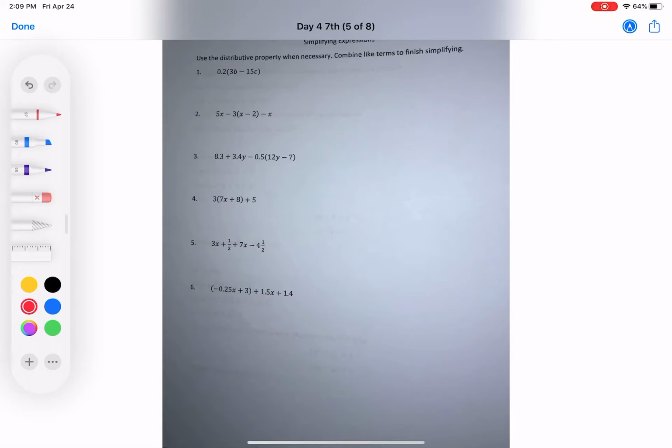This is day 4 for 7th grade on the 30-day packet. The directions say use the distributive property when necessary, combine like terms to finish simplifying. So number 1, the first thing we need to do is distribute.